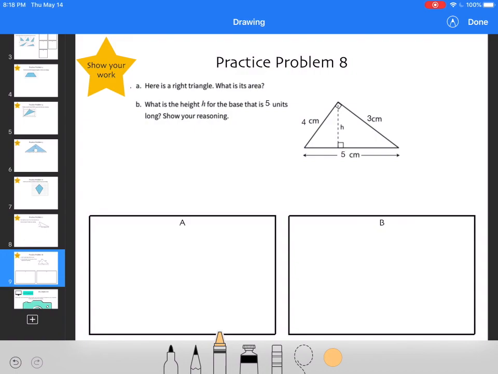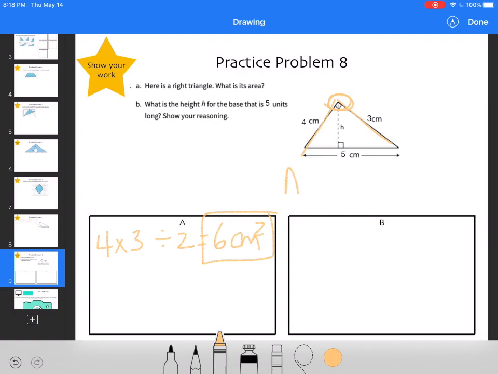All right, here's a right triangle. What is its area? All right, so to find the area of a triangle, I'm going to do my base times my height, and I have to use a right angle. So 4 times 3 divided by 2, so I get 6 centimeters squared as my area. Then it says find the height when the base is 5 units long.